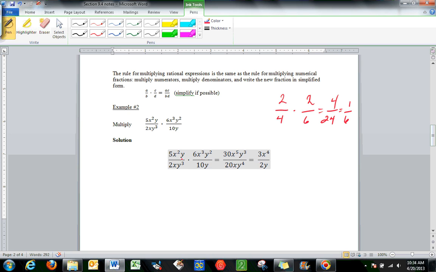So you can see here that our exponent properties are going to come into play. If we multiply the numerators, we're going to get 30x to the 5th, y to the 3rd, and then we multiply the denominators, we're going to get 20x, y to the 4th. Then we want to break that up. So we want to deal with 30 over 20, x to the 5th over x, and y to the 3rd over y to the 4th.